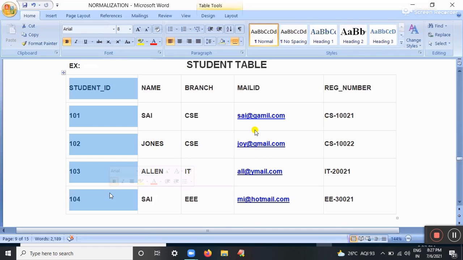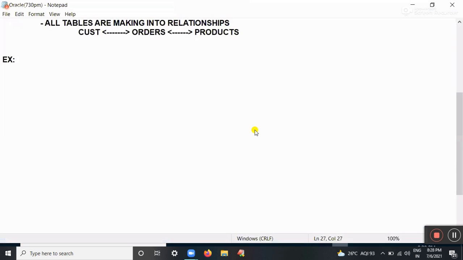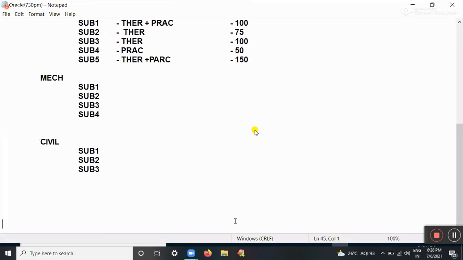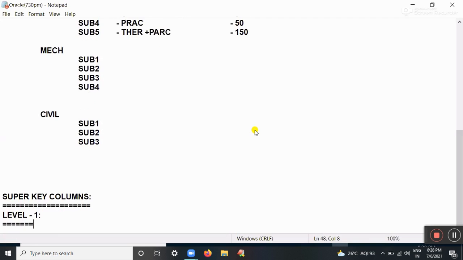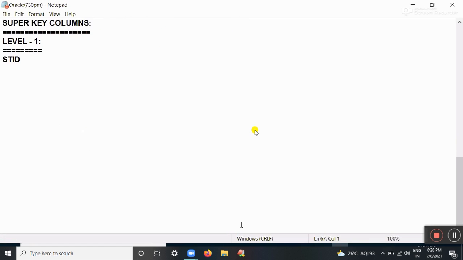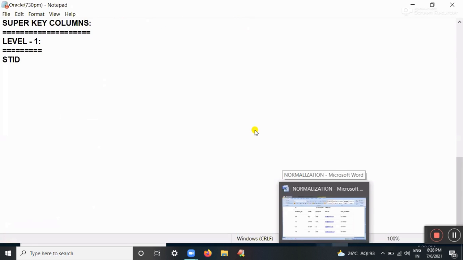Is it possible, guys, that two students' ID numbers are the same? Is it possible? Yes. So that means I can say, here, observe. Super key columns, in level 1. So what is this? Student ID. The student ID column comes under super key column. Okay, fine, because every row is identified by a unique number.